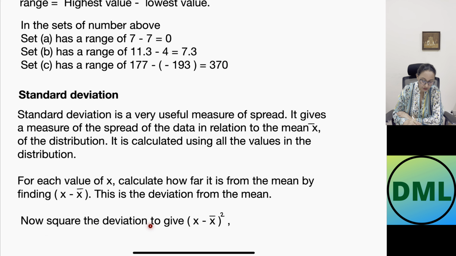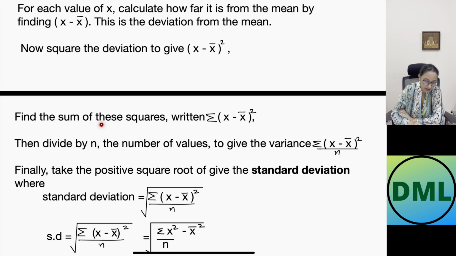Now square the deviation to give you x minus x bar the whole square. Next, find the sum of these squares, written as sigma of x minus x bar the whole square. You need to add all the values of x minus x bar the whole square. Then divide by n, the number of values, to give you the variance as sigma of x minus x bar the whole square divided by n. Finally, take the positive square root of this to get the standard deviation. Standard deviation will be written as the root of sigma of x minus x bar the whole square over n.